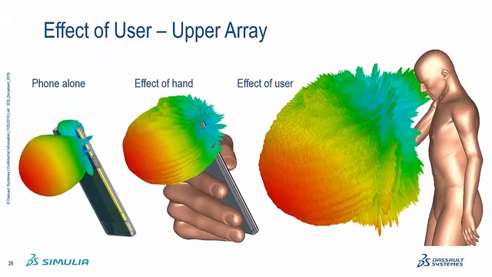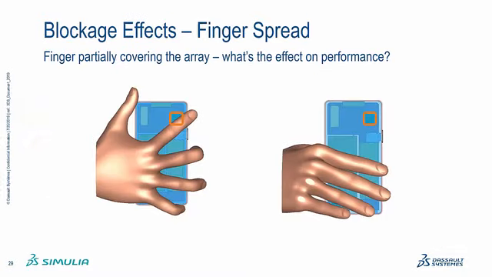And then you can understand, yes, okay, so we have the phone on its own, radiating a certain way, but what is the effect of the hand on the radiation pattern? What is the effect of the user on the radiation pattern? And that becomes an important consideration, again, when you're looking at the overall system view.